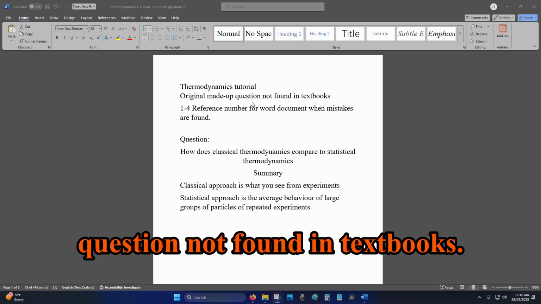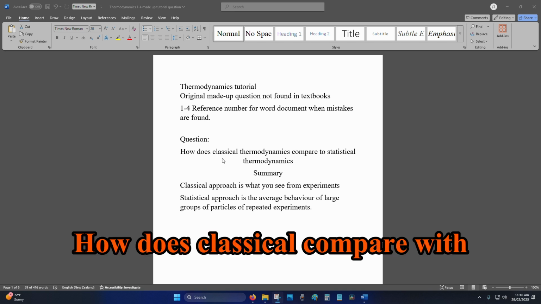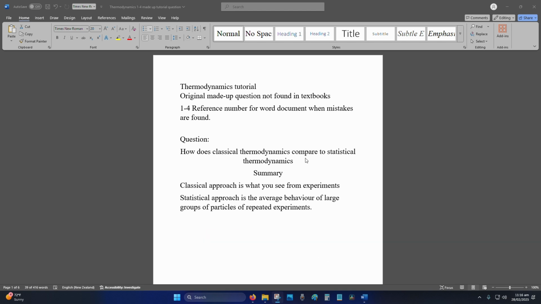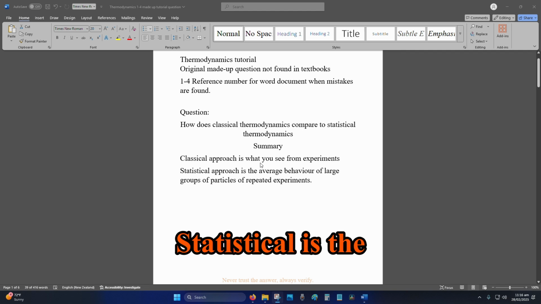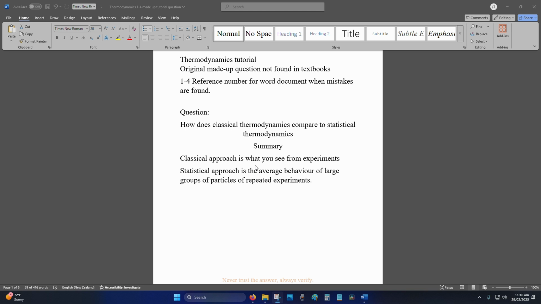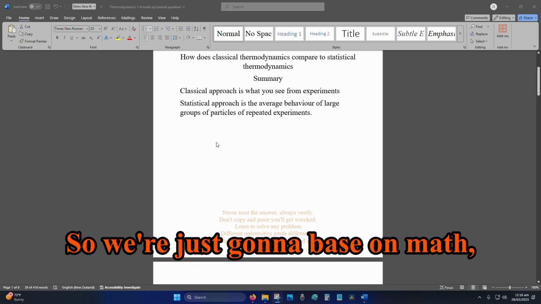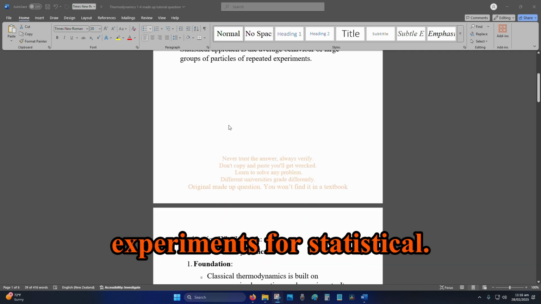This is a made-up question not found in textbooks. How does classical compare with statistical thermodynamics? Classical is what you see from experiments. Statistical is the average behavior of large groups through repeated experiments. So for statistical, we're just going to base it on math from repeated experiments.